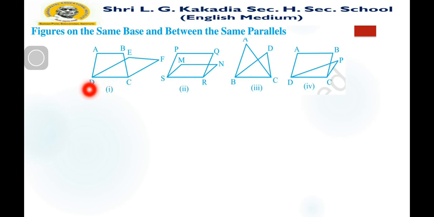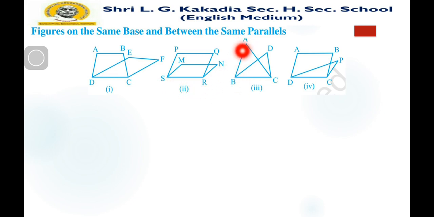You can find that in ABCD and EFCD have same base, that is DC. So we can call it a same base. As well as PQRS and MNRS. You can find that in these two quadrilaterals the same base is SR. So we can say that it has same base.